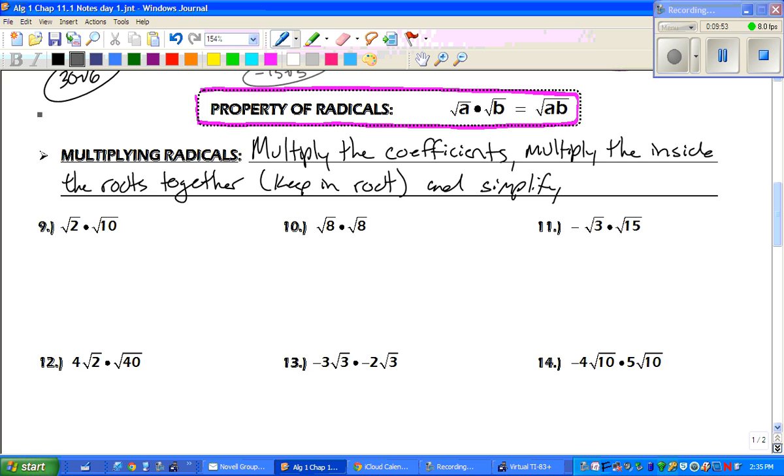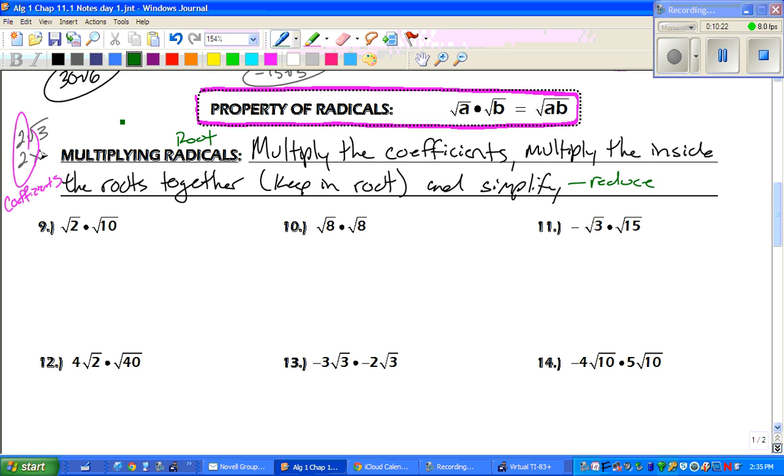Just a reminder, both of these right here, those are your coefficients. The coefficients are the numbers that are outside. Anytime you hear radical, another way to say radical is the root. And simplify, that's the same thing as to reduce.